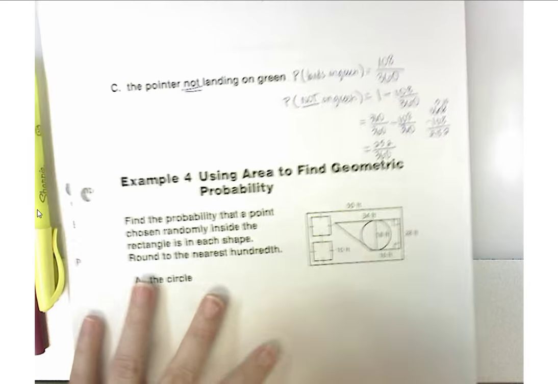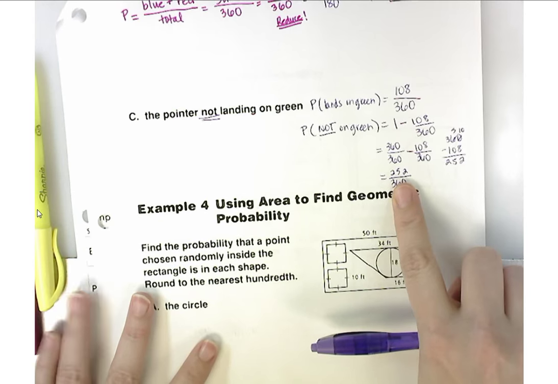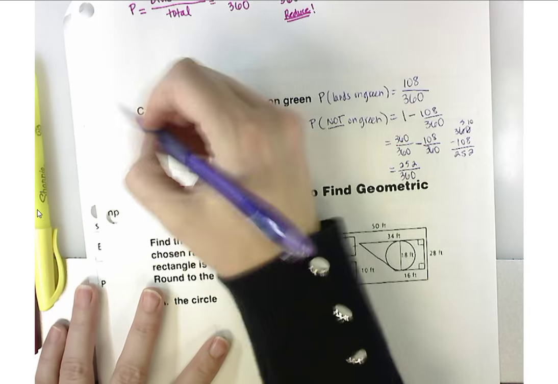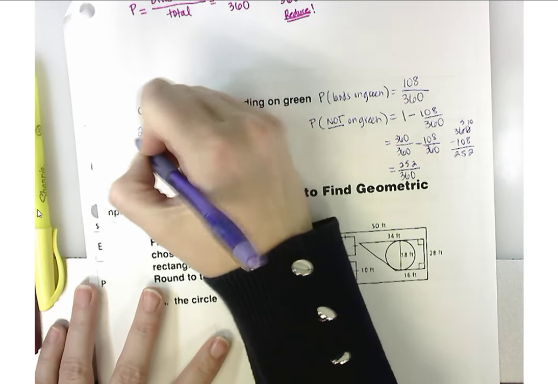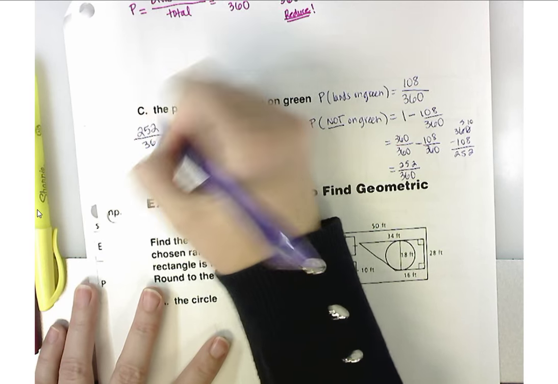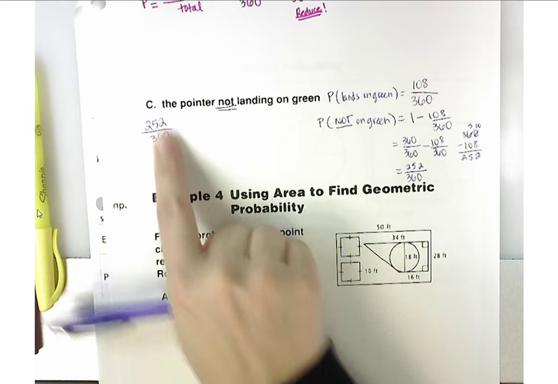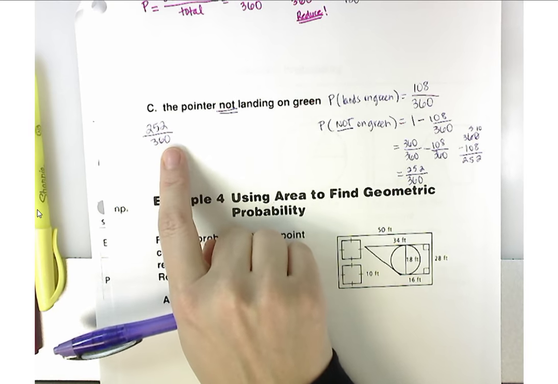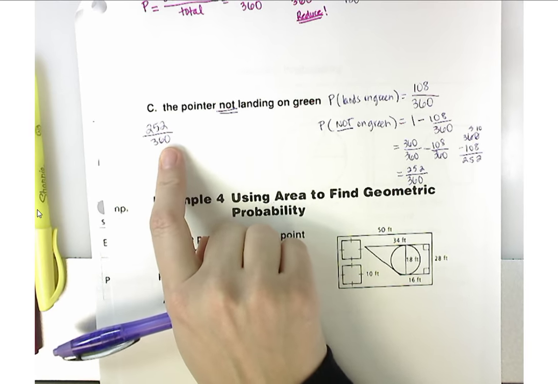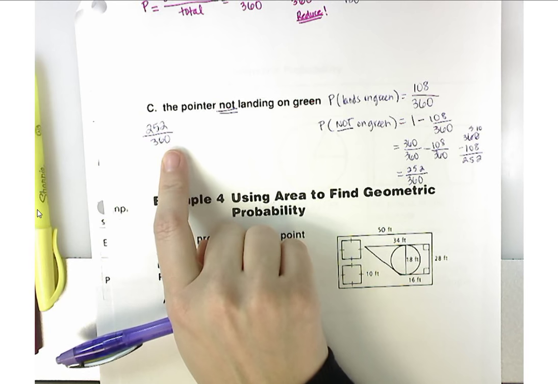Okay, now we have to reduce. Okay, so if we have 252 over 360, we can't divide by 10, because this does not end in a 0. Do you guys want to go the half route, or do you want to try to find a bigger factor? Okay, let's try 4. Okay, so what's 252 divided by 4?